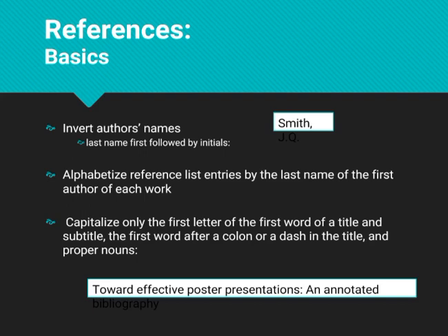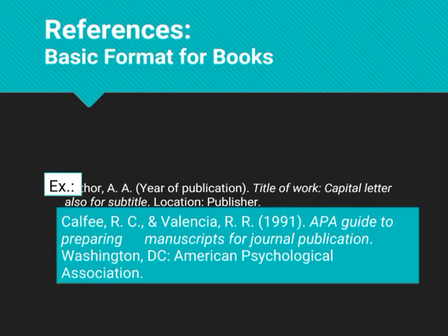You can see that in "Towards effective poster presentations: an annotated bibliography", the first word is capitalized, and then after the colon the word "an" is capitalized. The basic format for a book is: first of all we write the author's last name, year of publication, title of work, location and publisher. For example, Calfee, R. C. and Valencia, R. R. in 1991, APA Guide to Preparing Manuscripts for Journal Publication, Washington DC, American Psychological Association.